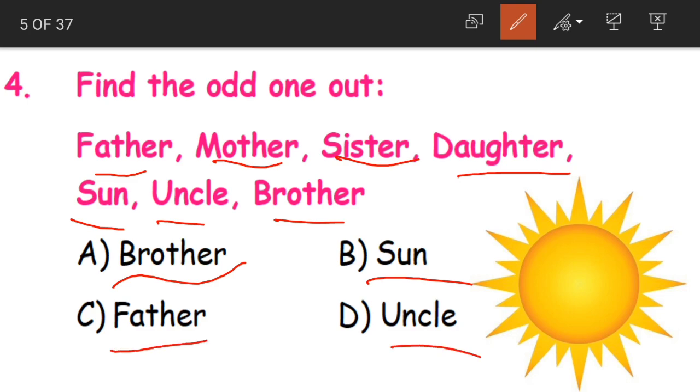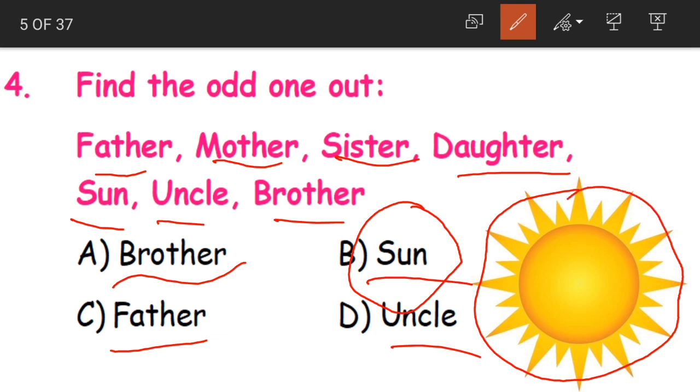So what is the spelling of son here, children? S-U-N, sun. This is the sun. But it is not S-O-N, son. If you see, the other words are related to a family, family members. But sun is not our family member. It is not a human being or a person who belongs to our family. Clear, children? So B is the odd one.